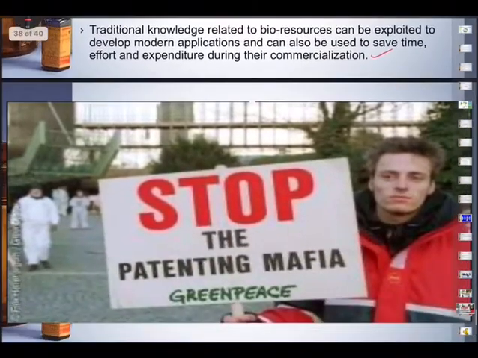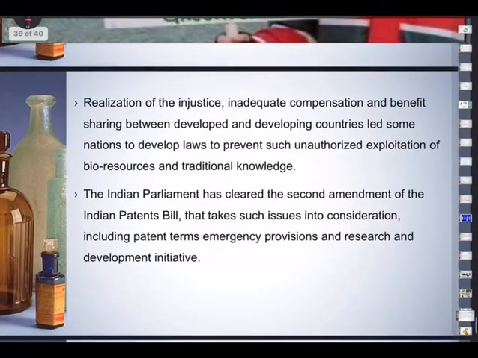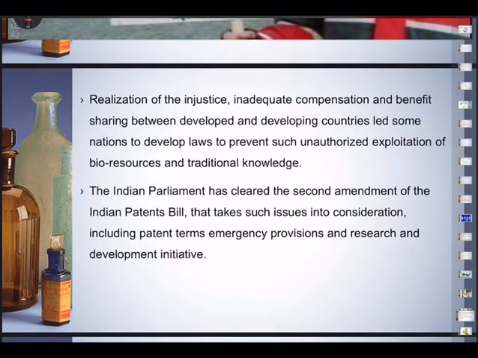Hence we need to be careful about biopiracy. And when such things happen, naturally people revolt against such biopiracies. So there were hartals and all that. People were up against it. So realization of the injustice, inadequate compensation and benefit sharing between developed and developing countries led some nations to develop laws to prevent such unauthorized exploitation of bioresources and traditional knowledge.